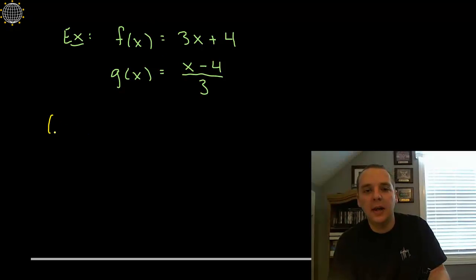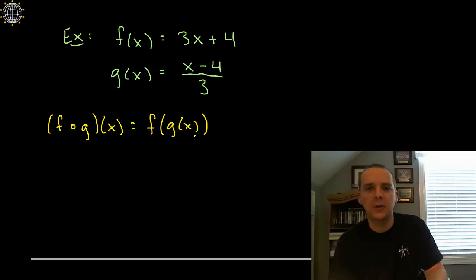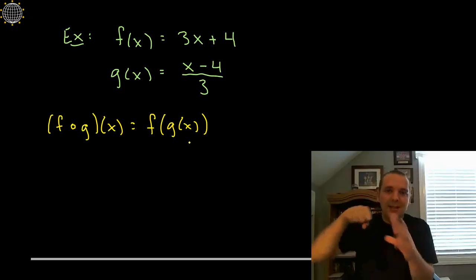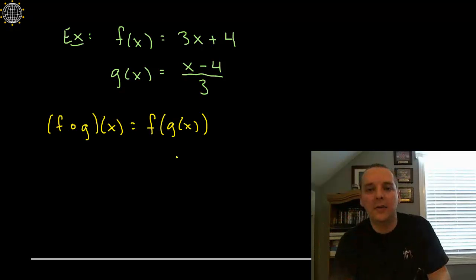So we're going to take f and we're going to compose it with g, meaning we're going to take g of x and stick it inside of f of x. Now, if you're not familiar with this notation, here's another way of writing composition. f of g of x. And this is a little bit more clear because you can see we're taking g and sticking it inside of f of x.